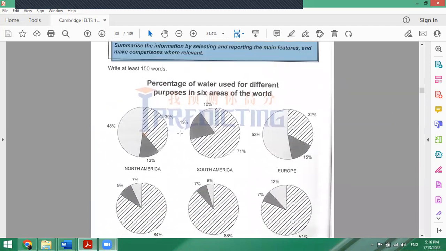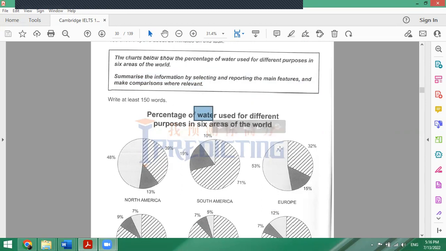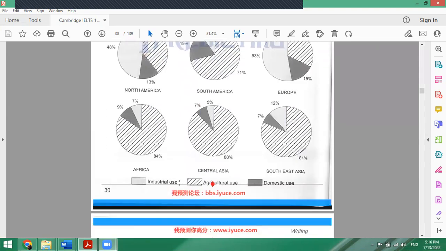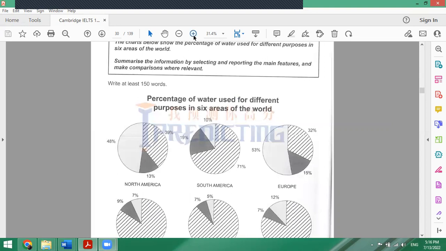So always pay attention to the images and tasks. Think first how many elements you have. How many elements does this task take? Percentage of water used for different purposes in 6 areas of the world. We have water, we have purposes, and 6 areas of the world. So let's see how many purposes we have here. It says purpose 1, purpose 2, purpose 3: industrial, agricultural, domestic. 3 purposes, 6 regions, and 1 usage, water.